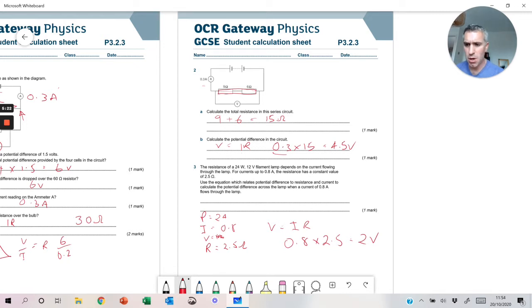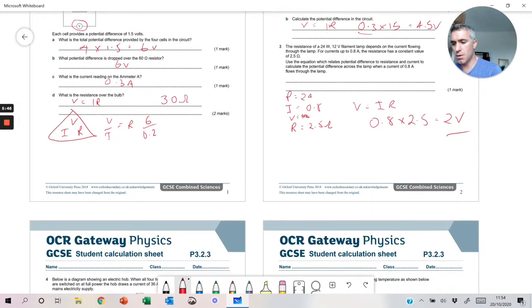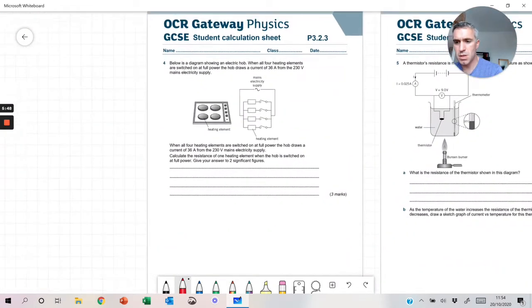The resistance of a filament lamp depends on the current flowing through the lamp. For currents up to 0.8 amps, the resistance has a constant value of 2.5. Use the equation which relates the potential difference to resistance and current to calculate the potential difference across the lamp. That's it. Easy. Right. Let's go across to the next one.